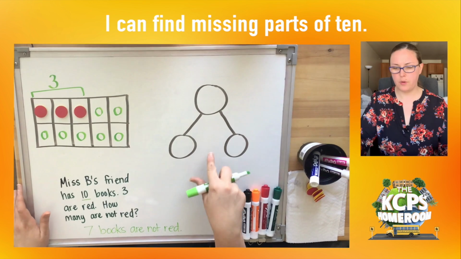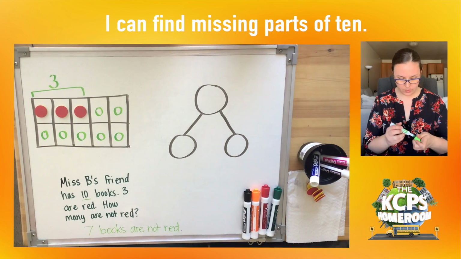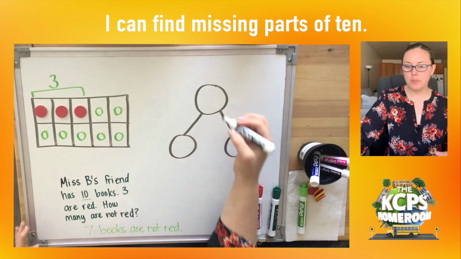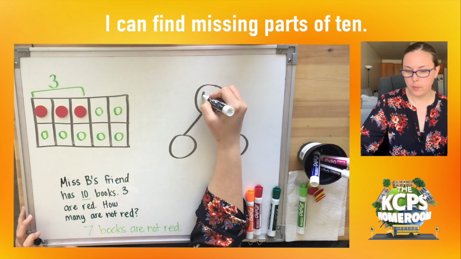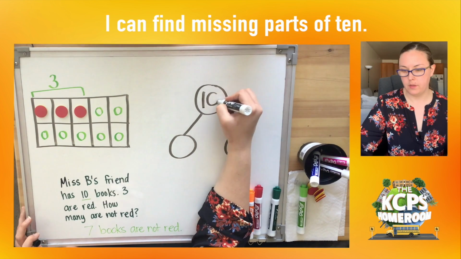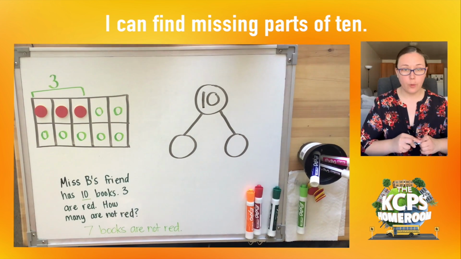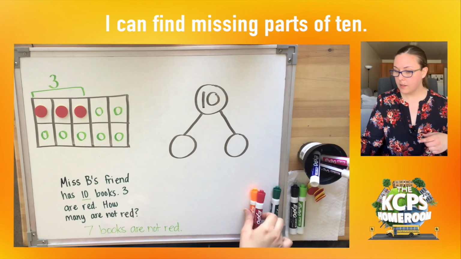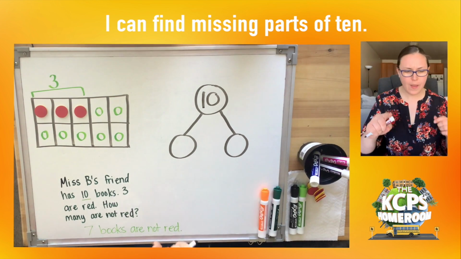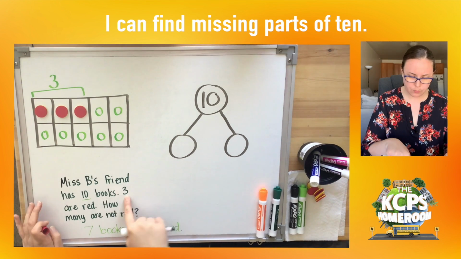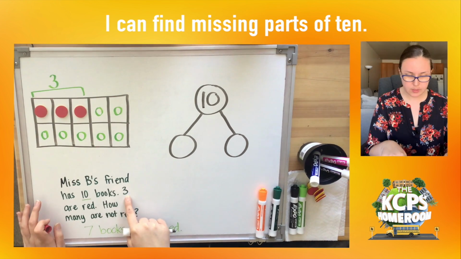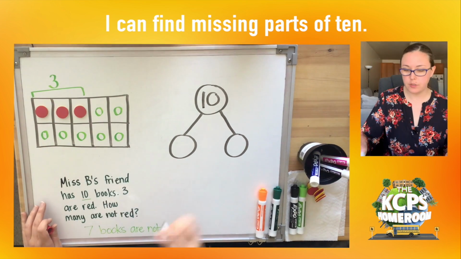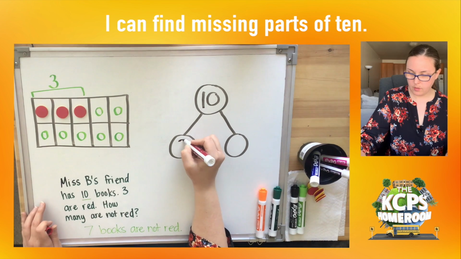Now let's model this problem in our number bond. Okay, so we know that my friend had 10 books total, and in a number bond, we put the total at the top. That's our whole, how many we have all together. Then we have to talk about how many are red. So how many books were red? Well, we can read our problem to say 3 books, or we can look at our model and see that we have 3 red counters. So in our number bond, I'm going to write 3.